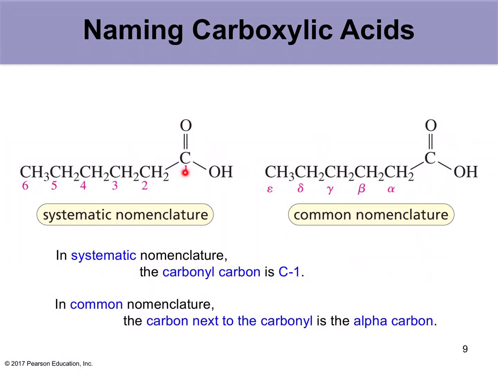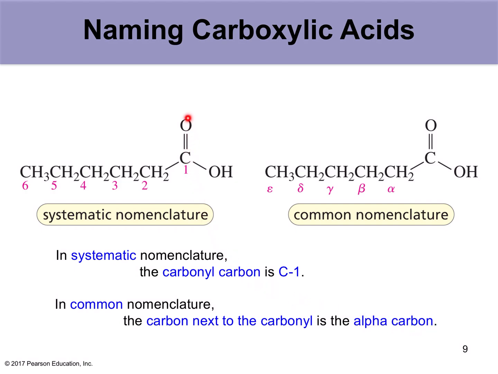Again, like I said, we give the number 1 to the carbonyl group of the carboxylic acid. Including that, we're going to number the longest chain. This one would be 6 carbons long, hexanoic acid. In systematic nomenclature, the carbonyl carbon is carbon 1. In common nomenclature, the carbon next to the carbonyl is the alpha carbon.